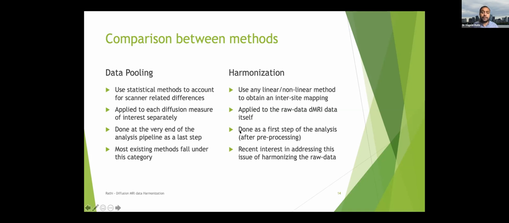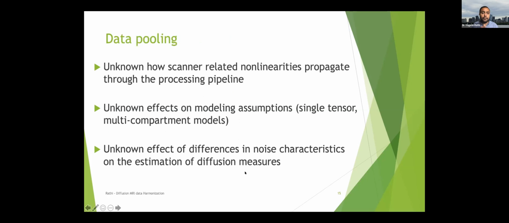There has been some recent interest in doing it this way, partly because, I'll list some of the reasons here. So I think some of these things have not been explored completely by the community, and these are still open challenges. We don't know how these unknown scanner-related nonlinearities propagate through the processing pipeline. We have started to look into some of these things, and I have some slides, but I can go deeper if anybody has questions.